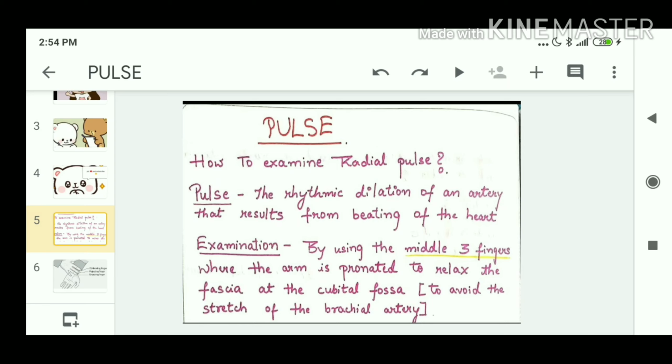So now, what do you mean by pulse? First of all, how will you define a pulse? The rhythmic dilation of an artery that results from the beating of the heart is called pulse. How will you examine a pulse then? How can you feel the pulse of a patient?